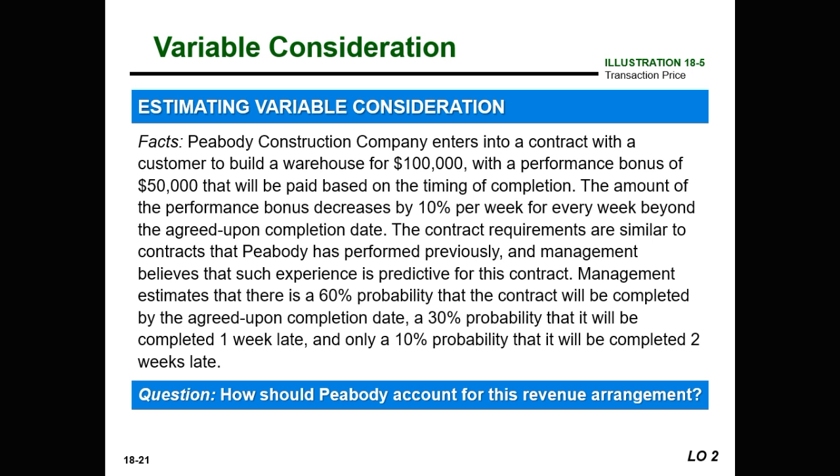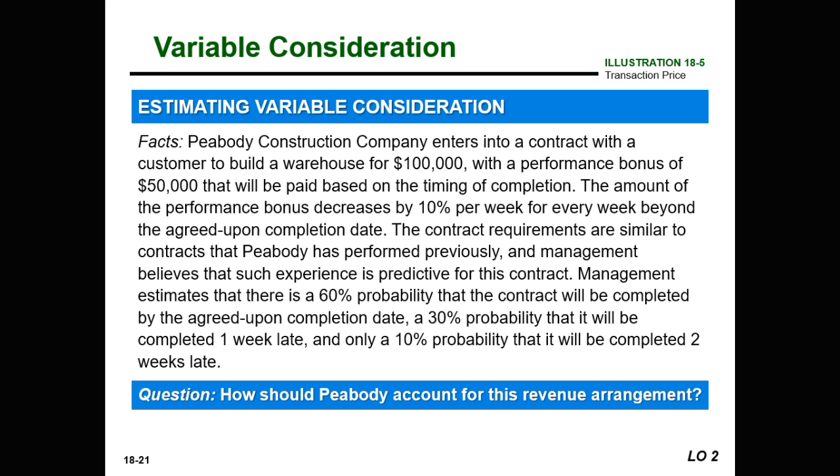Management estimates that there's a 60% probability that the contract will be completed by the agreed upon completion date, a 30% probability that it will be completed 1 week later, and only a 10% probability that it will be completed 2 weeks late.